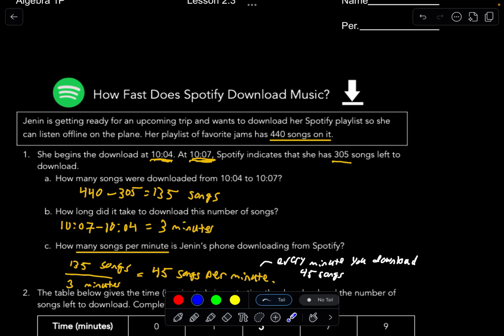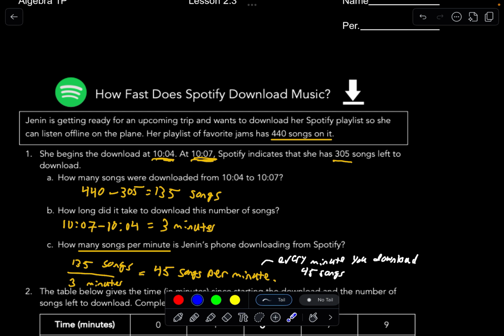So this is talking about a Spotify playlist. Janine is getting ready for an upcoming trip and wants to download her Spotify playlist so she can listen offline on the plane. Her playlist of favorite jams, I've said this 4 times and I'll say it again, not jellies, but jams. If you're a jelly fan, this problem's not for you. It has 440 songs on it. I don't even think I know 440 songs. But anyway, this person has 440 songs on their playlist on Spotify.